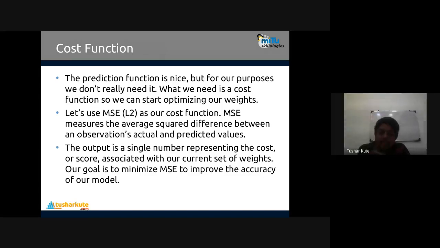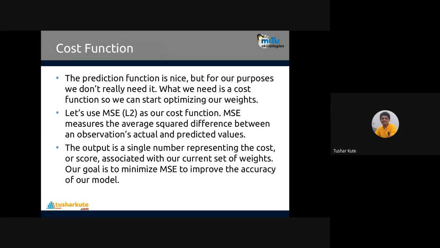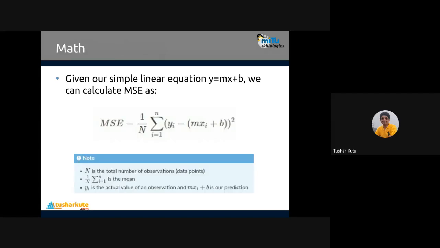MSE measures the average squared difference between the actual observed value and the predicted value. We have seen this when we covered regression analysis, where I told you about MSE and RMSE. MSE is the mean square difference between the actual values and predicted values. The output is a single number representing the cost or score associated with our current set of weights. Our goal is to minimize the MSE to improve the accuracy of our model. Minimizing the MSE, mean squared error, or mean absolute error, is the goal of the cost function. Now let's go through mathematically how this MSE function is actually created.